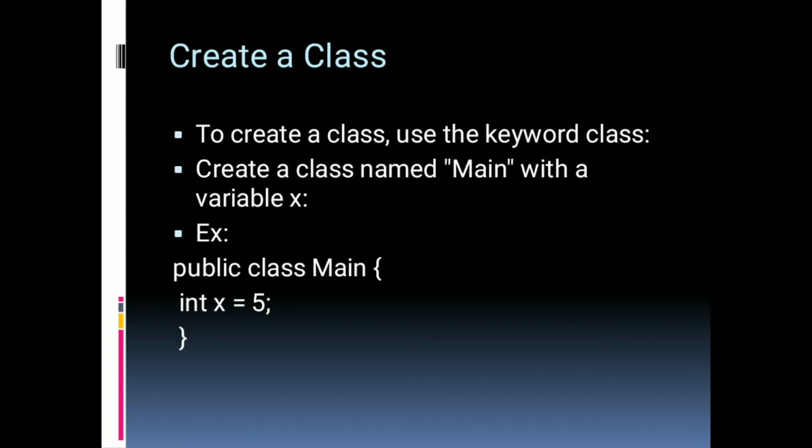Create a class. To create a class, use the keyword class. Create a class named Main with a variable x. Example: public class Main, int x equal to 5.